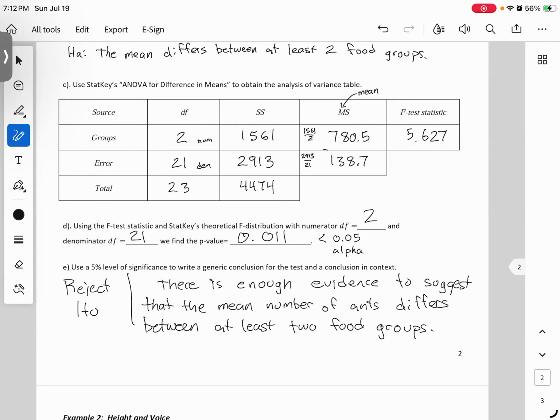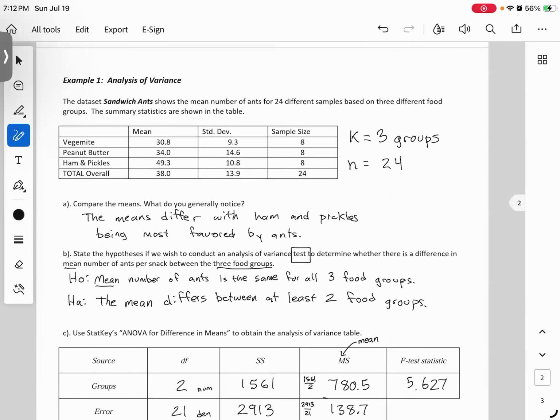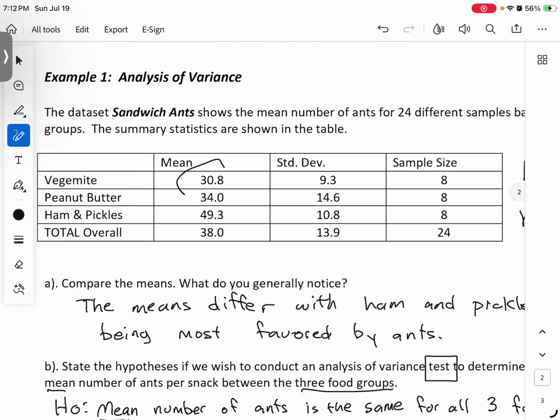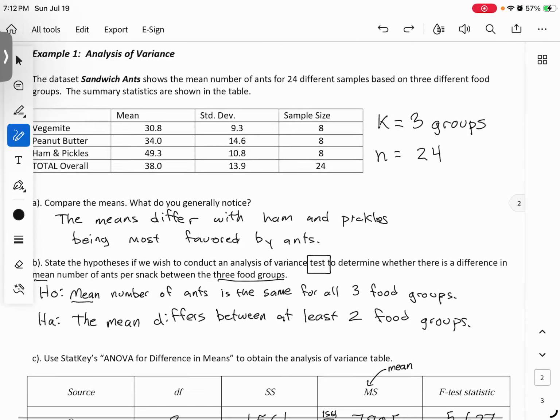And most likely it's because if you compare these two, these two are maybe not that far away from each other, the 30 and the 34, but definitely the 30 and the 49 being so far away from each other. I mean, there's an argument that was not a fluke. I mean, maybe ants just aren't that much into vegetable stuff. They want their meat.